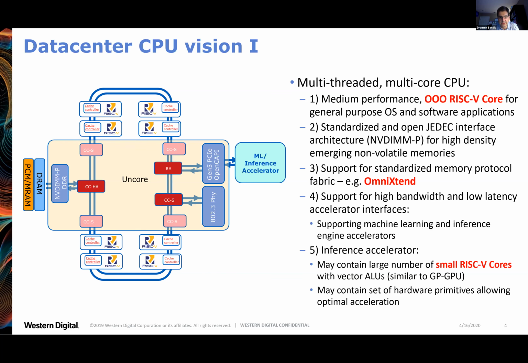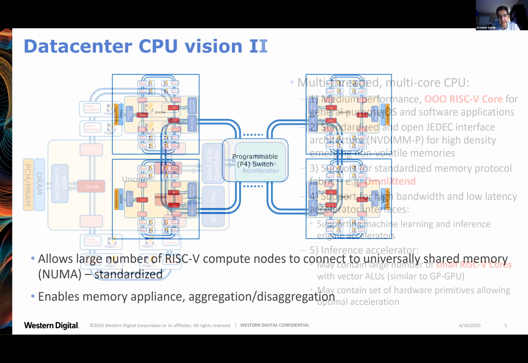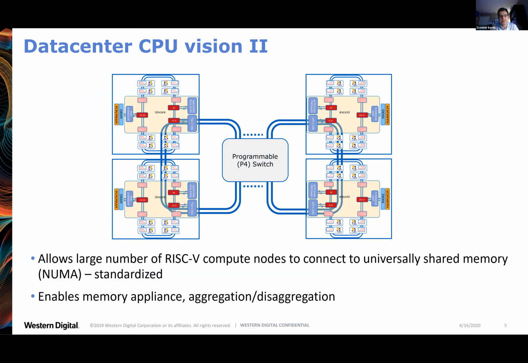Along the way, we obviously discovered how interesting it is to bring cache coherent cores into the system that can be used for specialized workloads, important for machine learning and inference, and allows those subsystems to share memory coherently with the main cores that are running the OS. That's really how this came to life many years ago. And the vision is really to allow a large number of RISC-V compute nodes to connect to universally shared memory, exactly like in this picture.